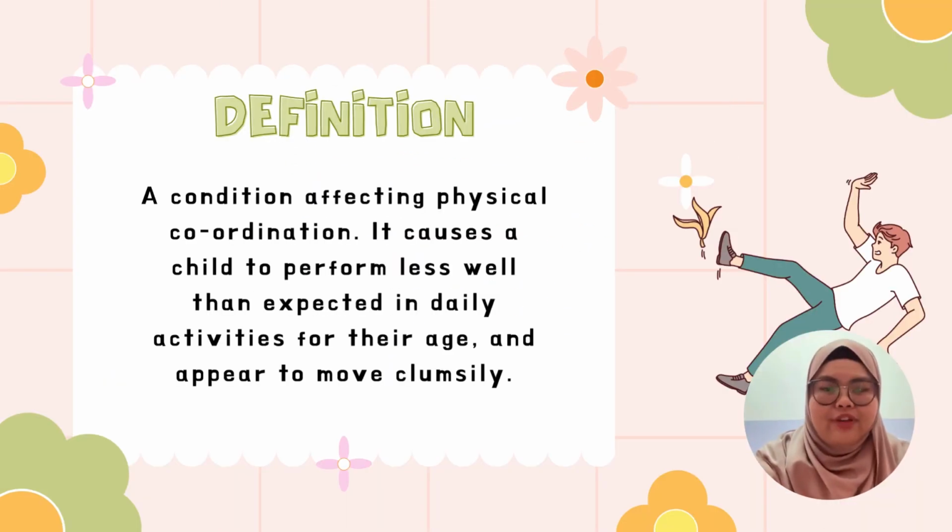What is the definition of developmental coordination disorder (DCD), also known as dyspraxia? It is a condition that affects physical coordination, which causes the child to perform less well than expected in daily activities for their age and appear to be more clumsy. DCD is usually first recognized when a child fails to reach normal developmental milestones, such as walking or beginning to dress him or herself. The essential feature of developmental coordination disorder is impairment in the development of motor coordination.